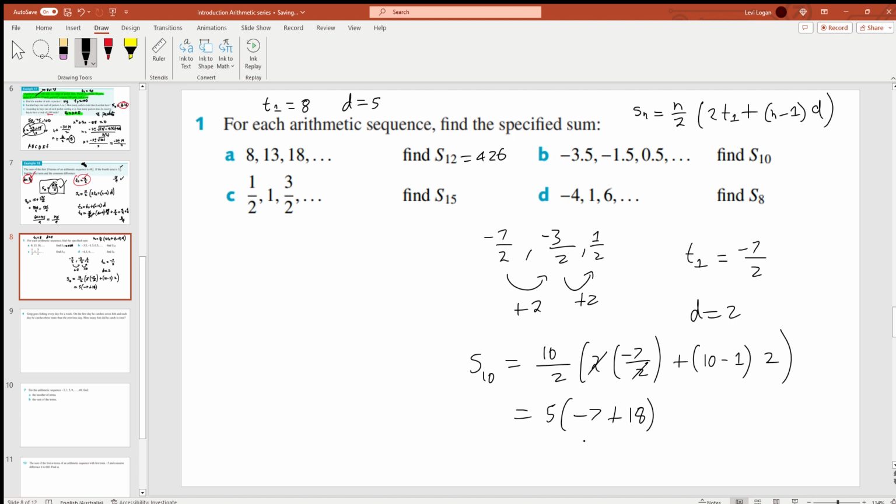Now, the sum of the first 10 terms isn't going to be a big number, mainly because the third term is a half, and it's only increasing by 2, so it's not going to be that big.